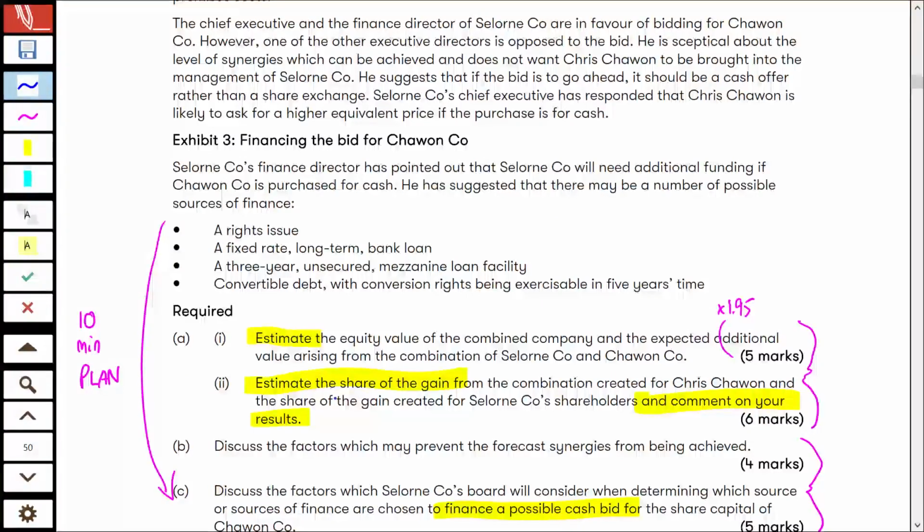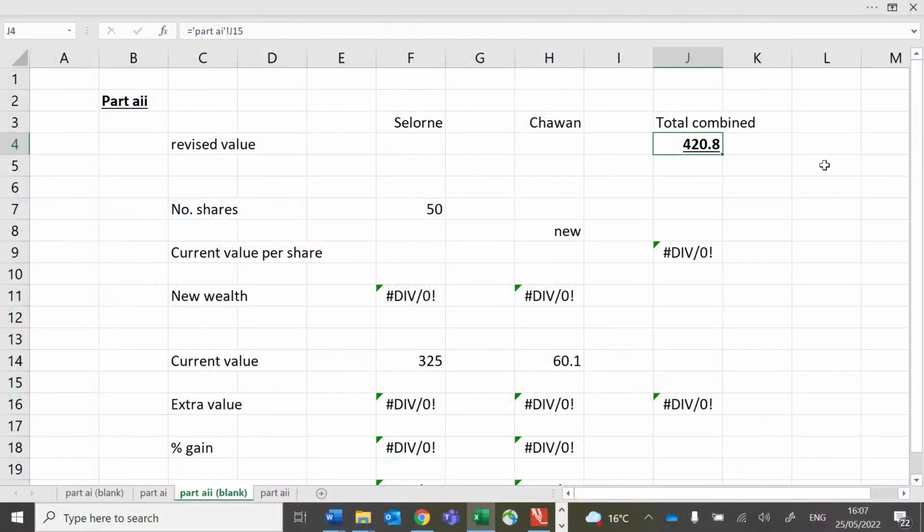And then in A Part 2 we have to estimate the share of the gain between the various parties and to comment on the results. So we're going to pick up the valuation that we've come up with. 421 we had. In fact, it's 420.8 working to one decimal place. And I'm going to work out the split between Selorne and Q20, again a column for each. Selorne has 50 million shares and it's proposing to offer 5 of its shares for every one of Q20's, and Q20 has 2 million shares, so that's 10 in total.